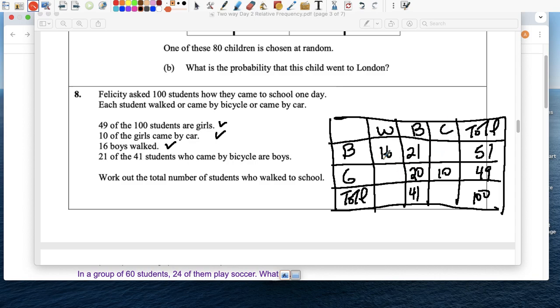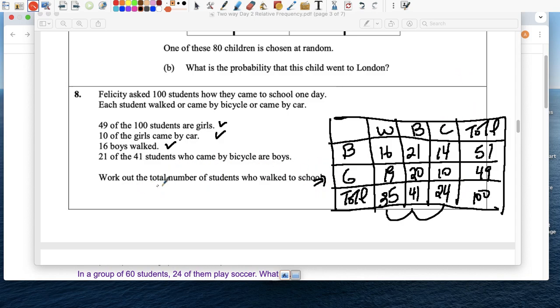So let's go across. 16 and 21 is 37, minus 51 makes this a 14. 14 and 10 is 24. And then over here, we're going to do the girls row. 20 plus 10 is 30, so minus 49, there we get 19. Right? And then 16 plus 19 is 35. And if we add these three over here, we should get 100, and we do, so we know we're good.